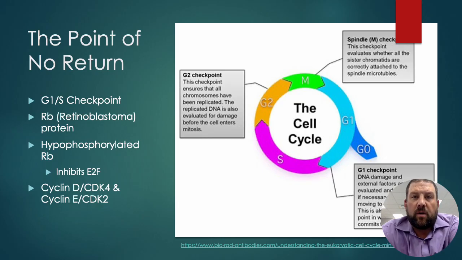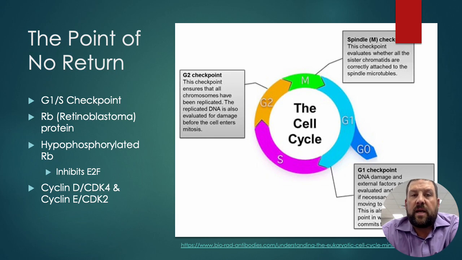Now, let's focus on one of the most important control points in the entire cell cycle, the G1/S checkpoint. This checkpoint acts like a commitment point, where the cell decides whether it will enter S phase and begin replicating its DNA. Once the cell passes this checkpoint, it is essentially committed to completing the cycle, which makes this step tightly regulated. A key regulator here is the RB protein, which stands for retinoblastoma protein.